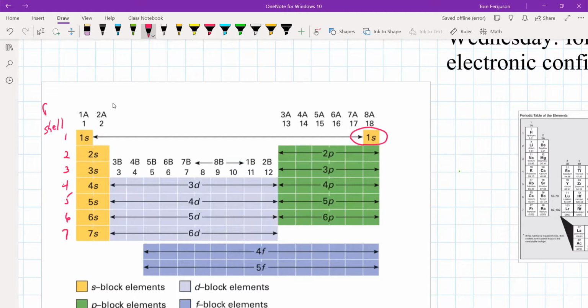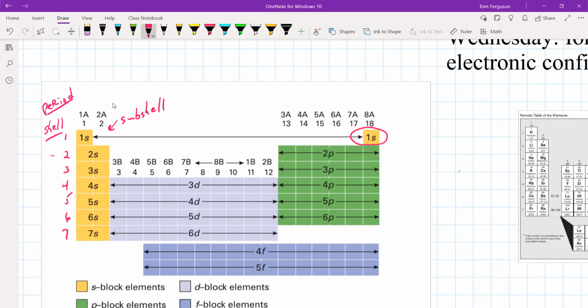Okay, shell and a period are the same thing. And the S is a subshell of the shell. A subshell is beneath the shell. So a shell is composed of its subshells. At the simplest level of shell 1, we only have 1 subshell.